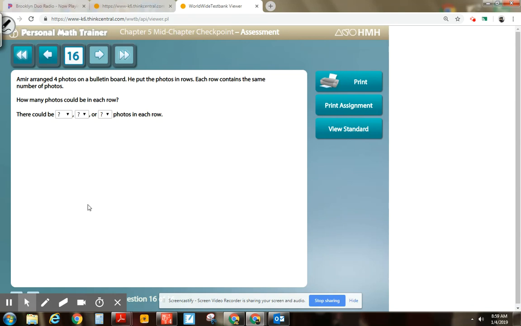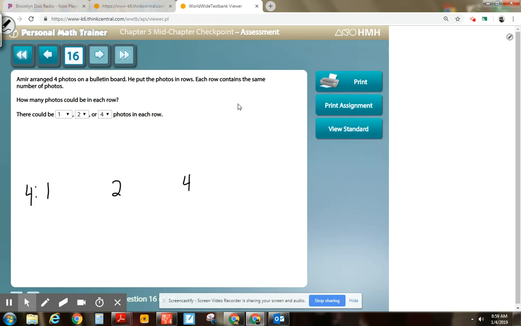All right, last question, guys. So we got this character that's arranging 4 photos on a bulletin board. He puts the photos in rows. Each row contains the same number of photos. How many photos could be in each row? Well, we're just finding the factors of 4. And like always, 1 and the number are factors, and then 2, because 2 times 2 is 4. So 1, 2, and 4 photos go in each row.